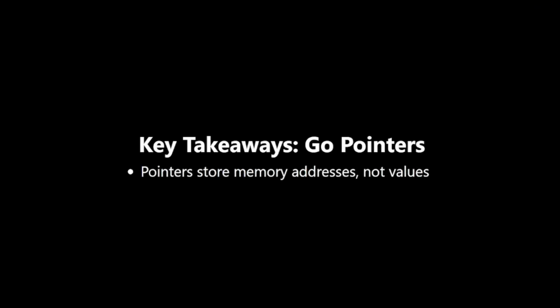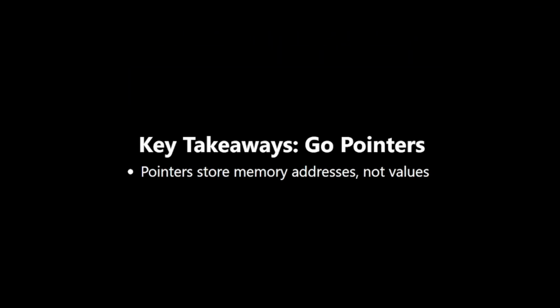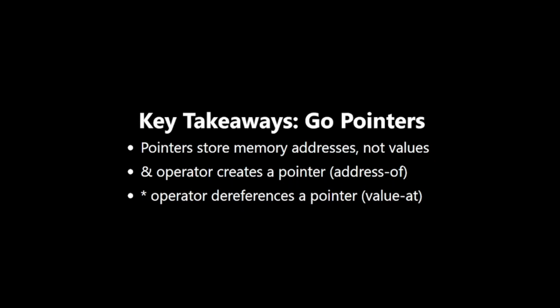Pointers store memory addresses, not values. Remember, a pointer is essentially a signpost pointing to where data is stored, not the data itself. The ampersand operator creates a pointer. We use it to get the memory address of a variable. This is how we create pointers. The asterisk operator dereferences a pointer. When we want to access or modify the value a pointer is pointing to, we use the asterisk operator.